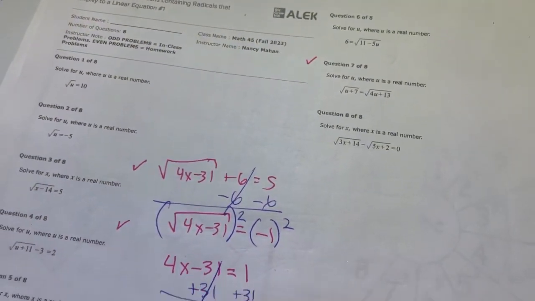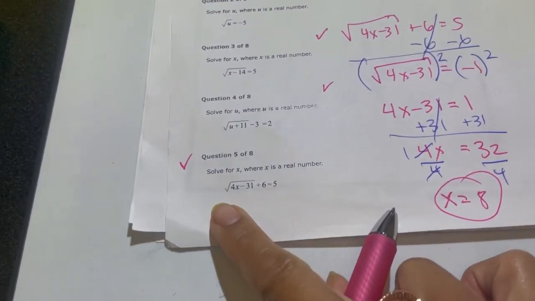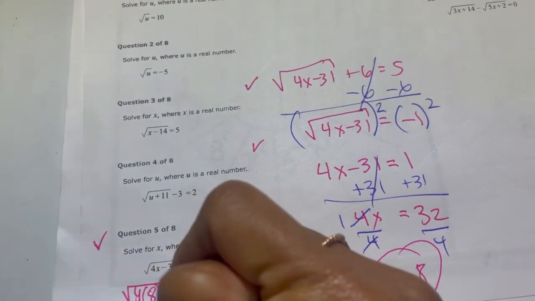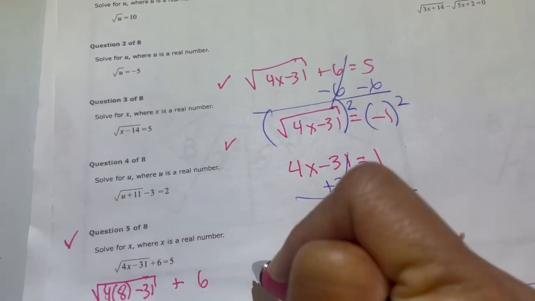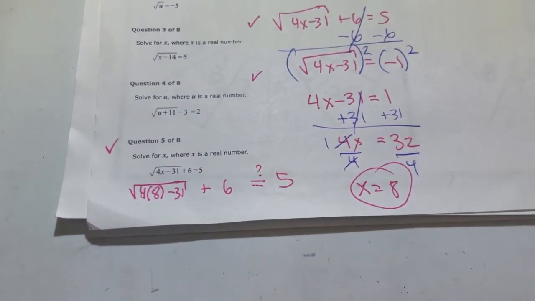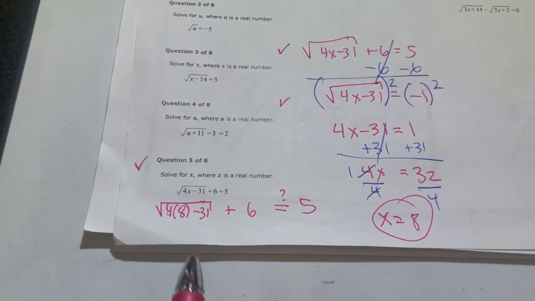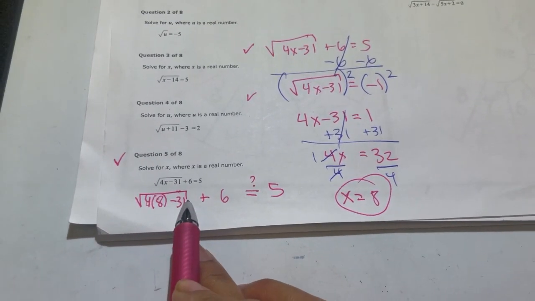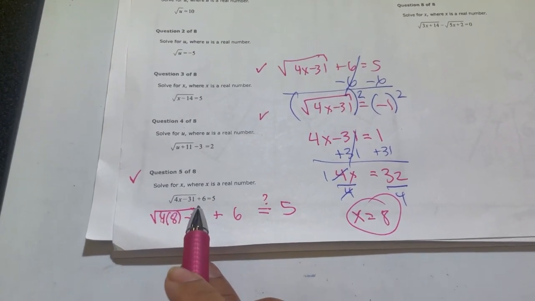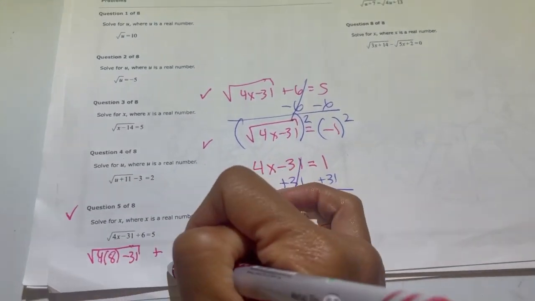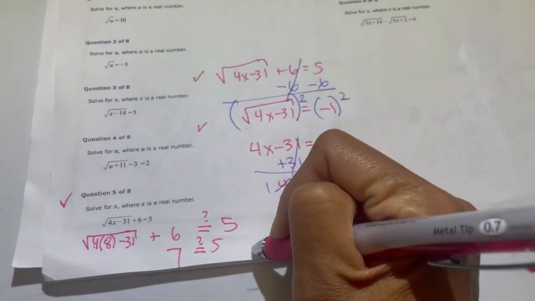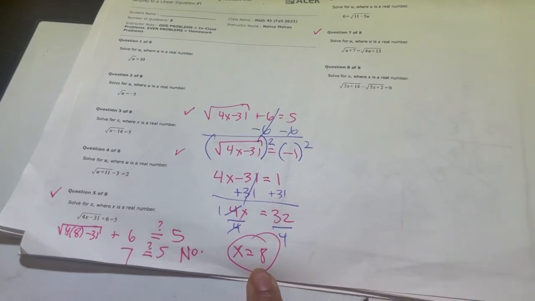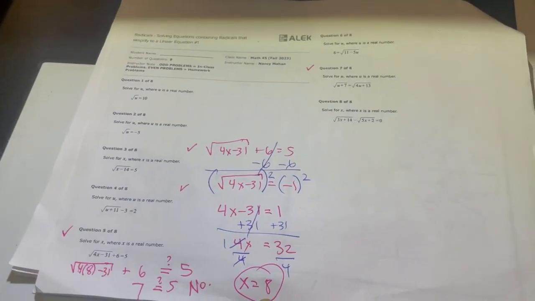So here you go. Let's go ahead and check it. Let's plug 8 back into this original equation. So I ask myself, okay, 4 times 8 minus 31, square root, plus 6, does that equal 5? And I hear you say, no, Daryl. Why not? What's 4 times 8? 32. 32 minus 31? Square root of 1? 1 plus 6? 7. It doesn't work.